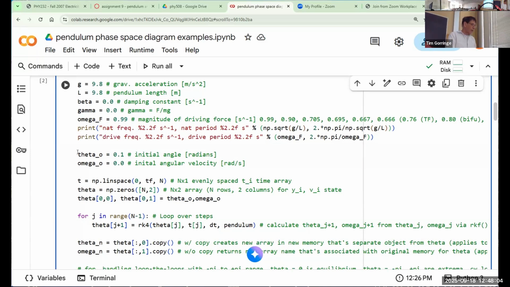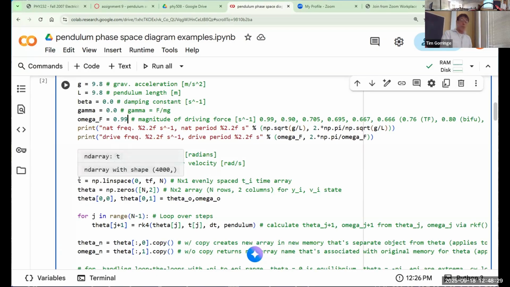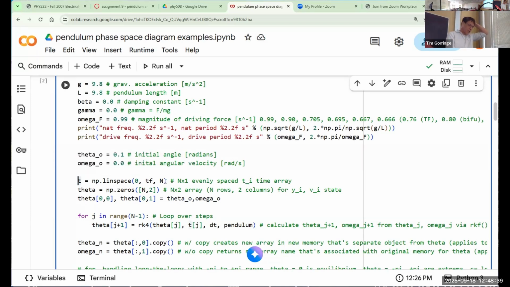I'm going to start all of these with pretty small oscillations. So theta naught, I'm just displacing the pendulum by about 5 or 6 degrees and then releasing it from there, so omega naught is 0. I think we did that most of the time in the last class. I need to define the proxy for the independent variable. So that's T, which is just an array of finely spaced ticks, 4,000 over 100 seconds.